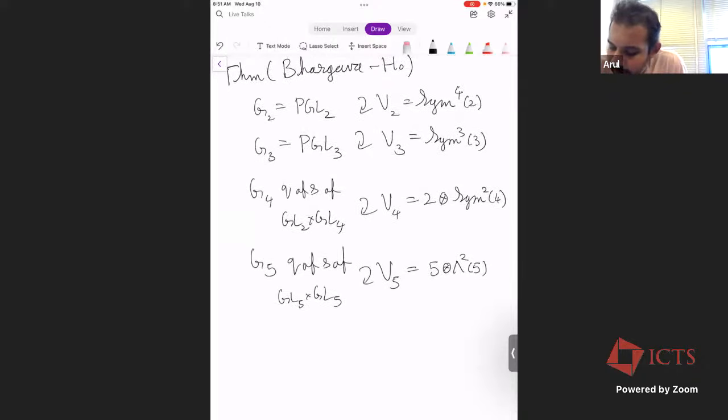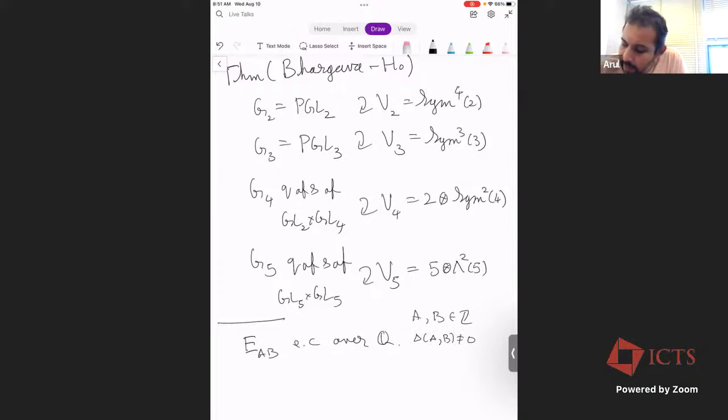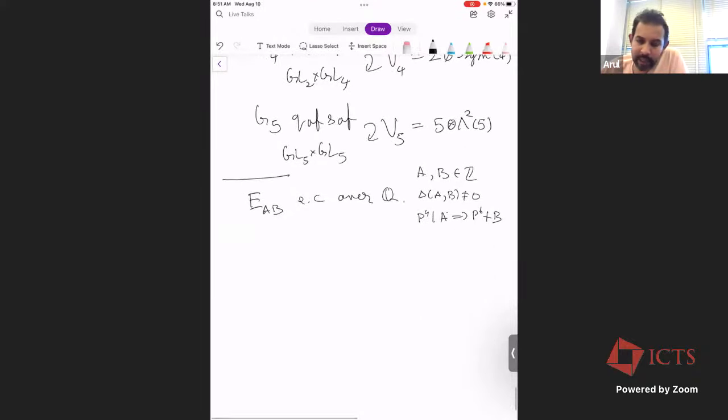And now here's the statement of the theorem. Suppose EAB is an elliptic curve over Q. Remember, we have written all elliptic curves as EAB, where A and B are integers. The discriminant is non-zero, and p to the 4 dividing A implies p to the 6 does not divide B. And that was a way to write down every elliptic curve over Q.